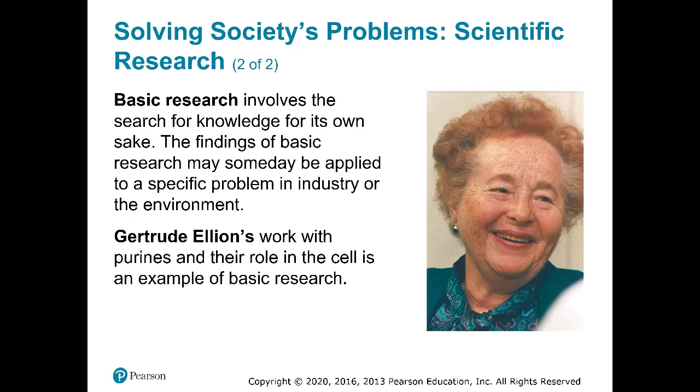This is a basic research person. This involves the search for knowledge for its own sake. The findings of basic research may someday be applied to specific problems in industry or environment, but doesn't necessarily always have a specific problem right now that it could be applied to. And so, for example, Gertrude Elion's work with purines and their role in the cell is an example of basic research.